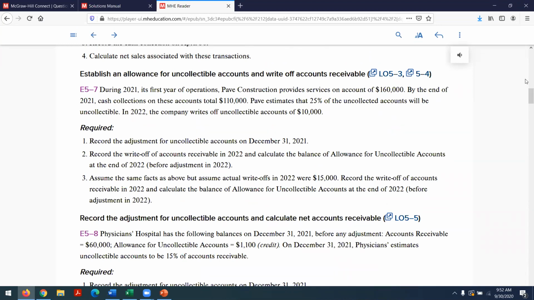During 2021, its first year of operations. So guys, that's easy. In the first year of operations, we don't have any balances sitting there. Pave Construction provides services on account of $160,000. By the end of 2021, cash collections on these accounts totaled $110,000. Pave estimates that 25% of the uncollected accounts will be uncollectible.